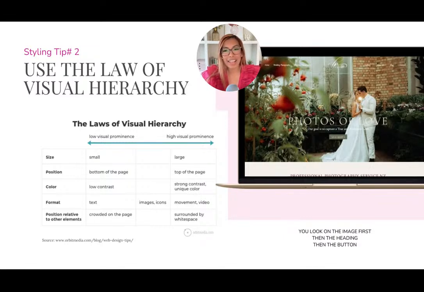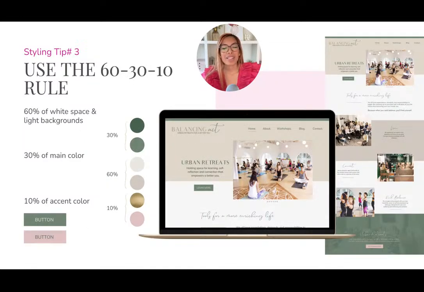So leverage the law of visual hierarchy in your website homepage. Styling tip number 3 is to use the 60-30-10 rule in design. I use this quite a lot, and I like to use the 60% for white space because it's so important that your website homepage is not super cluttered and super hard to navigate. I also like using 30% of your main color based on your color palette. In this case, this is more like the greens, and 10% is the accent color.